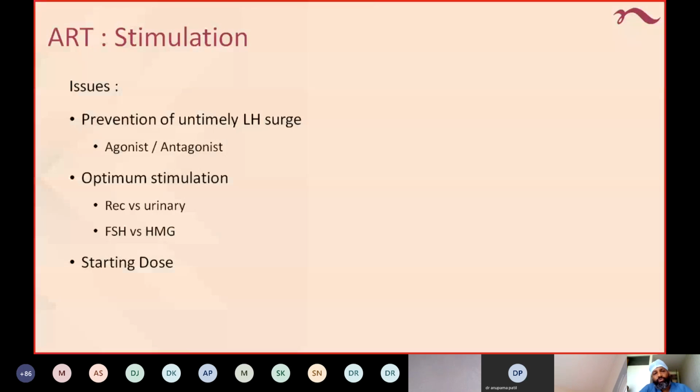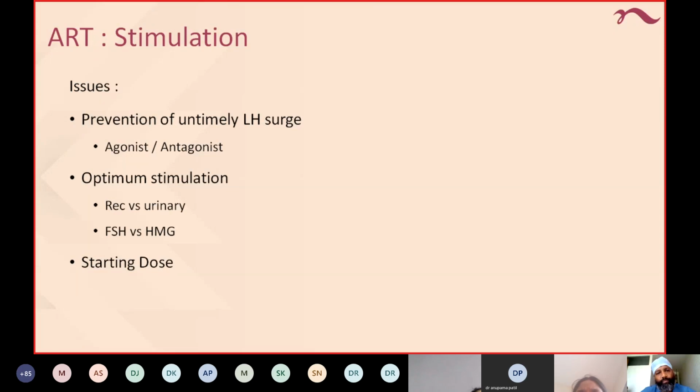So what are the issues we face in stimulation? We face mainly the prevention of an untimely LH surge. Suddenly an LH surge happens, and how do we prevent it? Sometimes while doing an IUI or natural cycle monitoring, you must have observed, sir, we are giving injections and suddenly the patient has ovulated. By the time I call her on the 10th day or 11th day, I see there's free fluid and the patient has already ovulated.